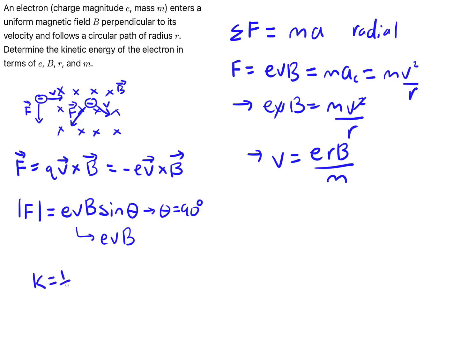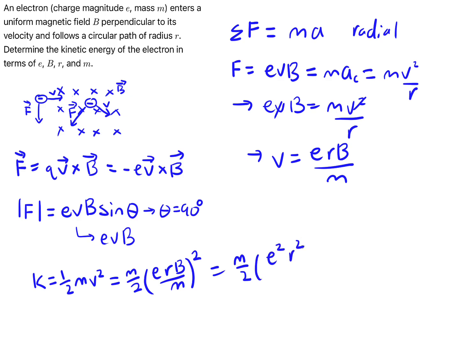From that, we know that the kinetic energy is given by one half times m times v squared. If we plug in v, we can simplify this. This becomes m over 2 times e squared r squared B squared over m squared. This m cancels, and our final answer is just e squared times r squared times B squared over 2m.